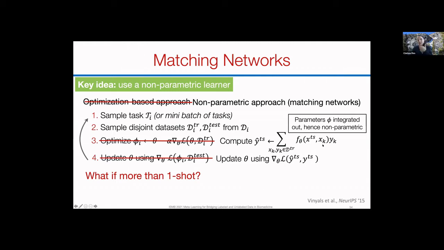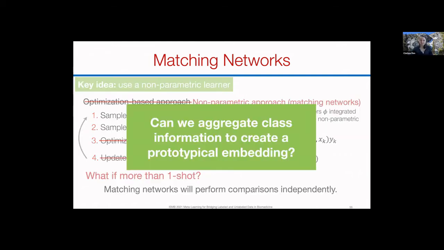And so one thing that would be nice to do is instead of performing these comparisons independently, can we aggregate information across the class so that if, for example, it's not actually directly similar to any one of the training examples, but it's actually similar to them in aggregate, then we'll still get the correct answer. And so what we're going to try to do is aggregate class information across each of the examples in our task training set to create a prototypical embedding of that class. And then we're going to compare our test example to that prototypical embedding. And so this is the idea behind prototypical networks.